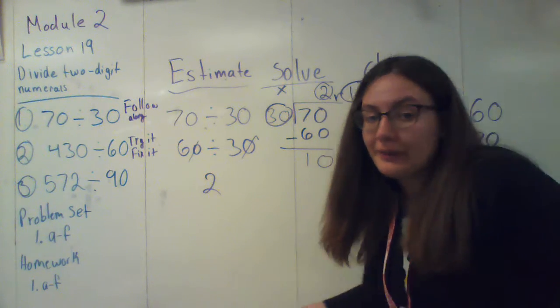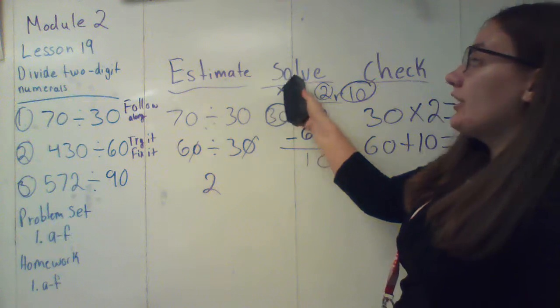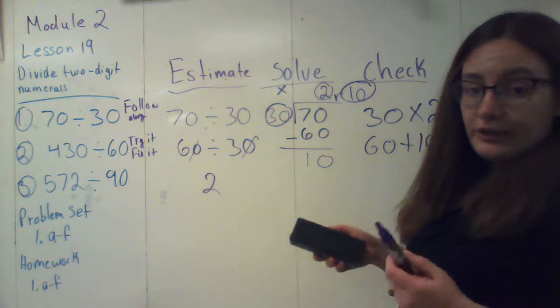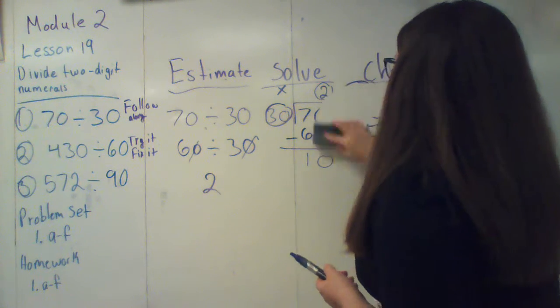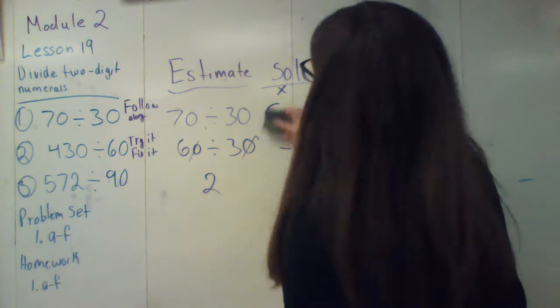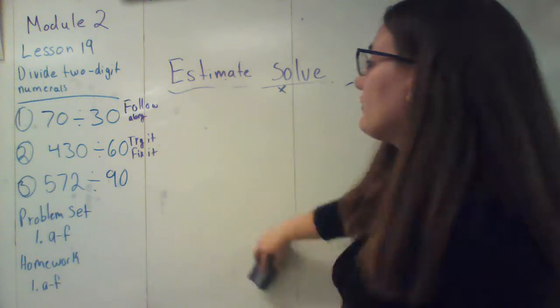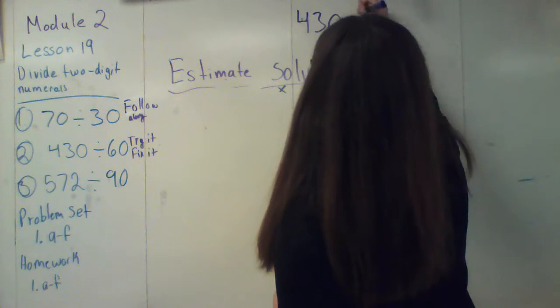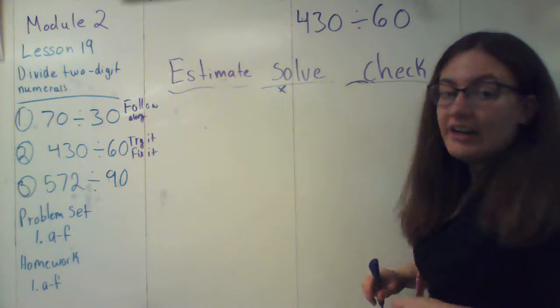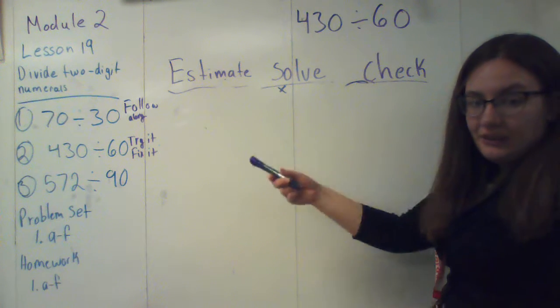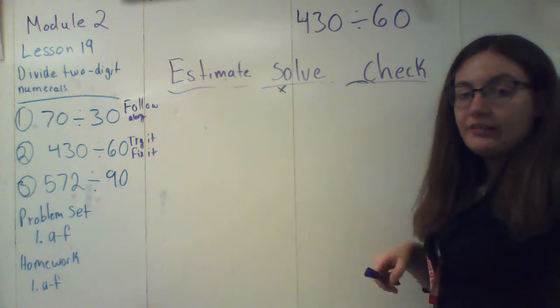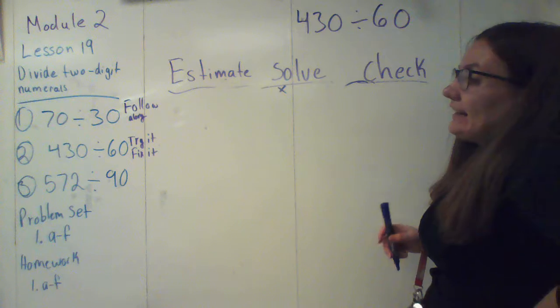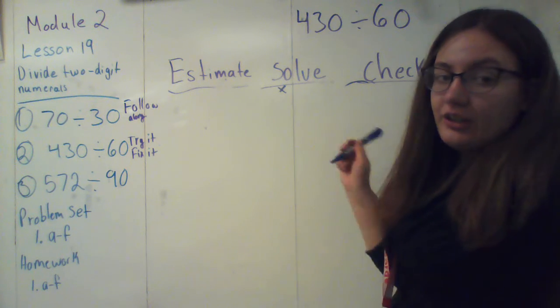So I'm going to write the problem up on the board for you, but please make sure you're keeping these 3 sections when you start doing this on your own. So your next problem is going to be 430 divided by 60. So go ahead and set this problem up on your desk or in your notebook and try solving it on your own. And then you can unpause the video and work along with me.